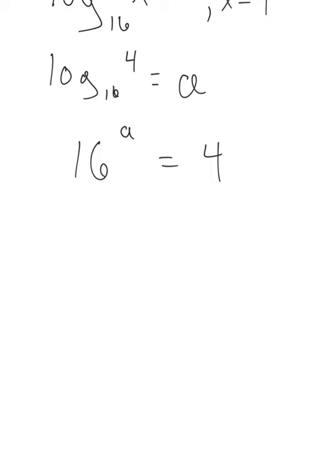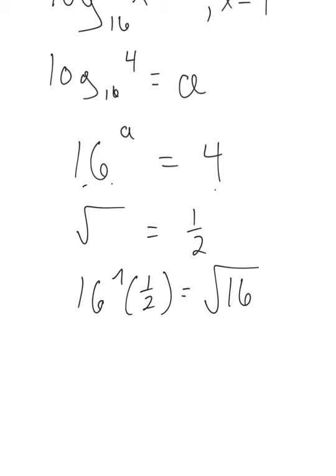Well, I know some things, right? To get from 16 to 4, isn't 4 the square root of 16? And square roots can be said the same thing as the 1/2 power. So if you put 16 with the little caret on your calculator to the 1/2, that's the same thing as saying the square root of 16. The square root of 16 is 4. So a here must equal 1/2.